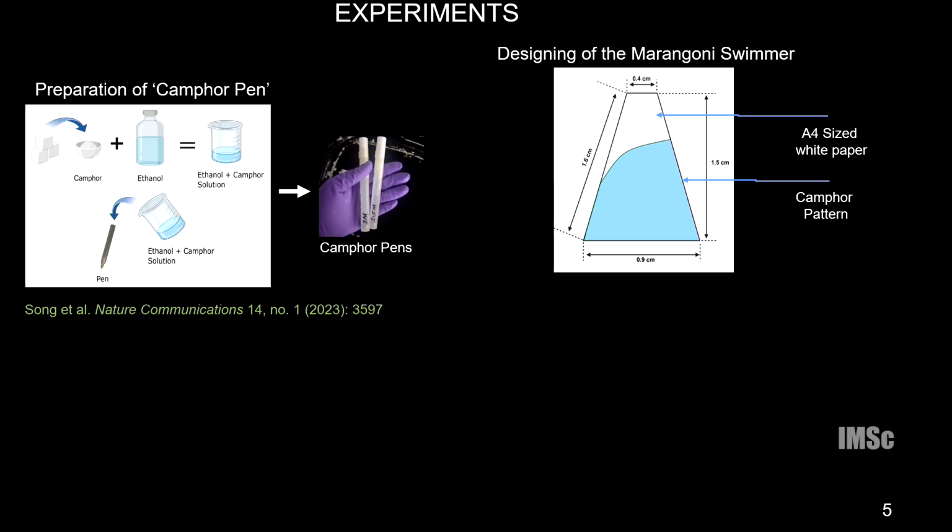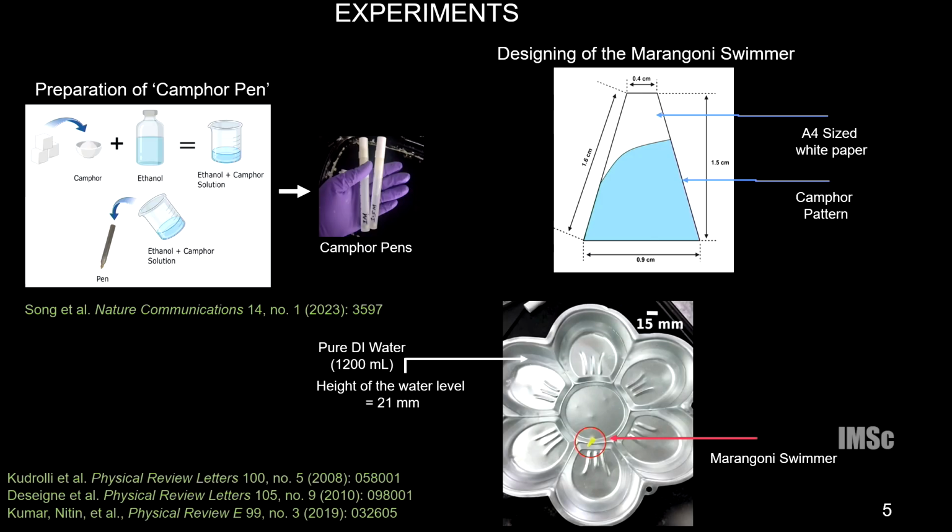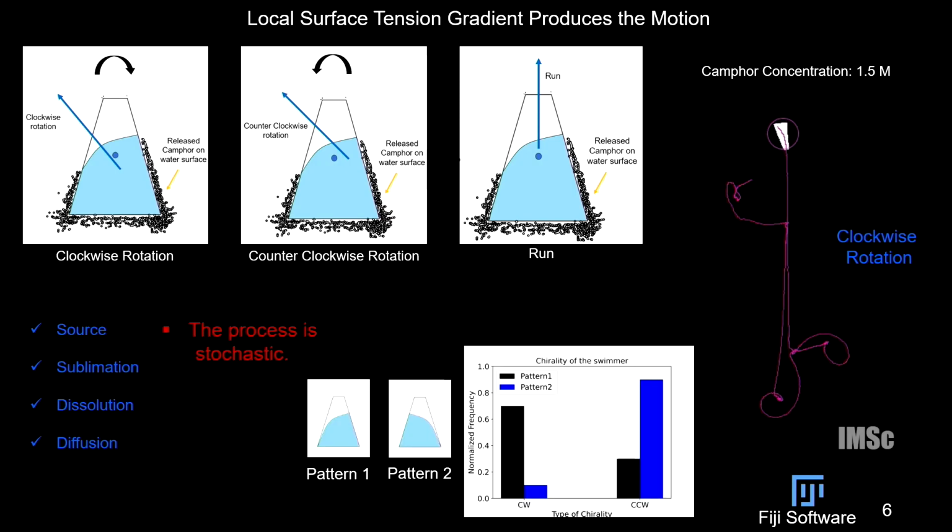We first prepared the camphor solution using ethanol and camphor, and we were inspired by this paper on how to make the camphor pen. We made pens of different concentrations, say 1 and 1.5 molarity, and then we took A4 size paper and cut it into a trapezoidal shape, and drew a camphor pattern on it. This is an asymmetrical camphor pattern, and then we put this swimmer, as we are calling it, on the flower shaped container which is filled with water, and started to observe the motion.